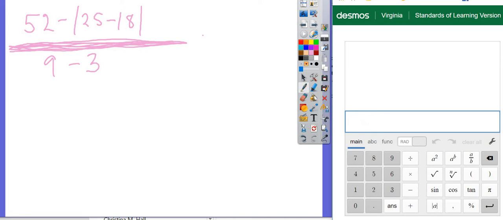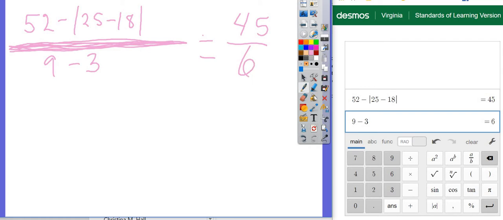So we're going to put in the numerator first, which is 52 minus, then we're going to go to absolute value, which is right there. Put in 25 minus 18, and we're going to close that absolute value. And that's my numerator, and I'm going to go ahead and hit enter, and then I'm going to put in my denominator, which is the bottom half of the fraction, 9 minus 3. So that gives us an answer of 45 over 6.